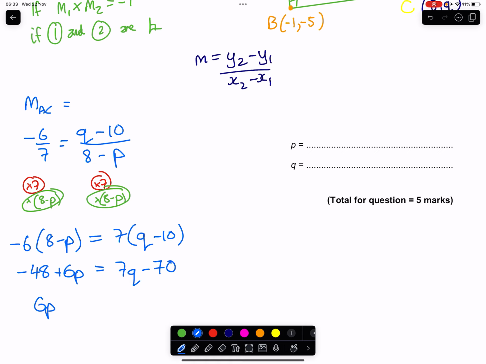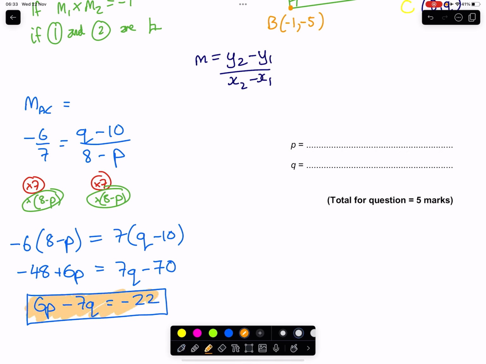And then I'm just going to rewrite this as 6P take away 7Q, so I want all the letters on the left-hand side. And then if I add 48 to both sides, that will give me minus 22 on the right. That there is the sort of dead end we're at right now. We don't know what P is, we don't know what Q is, we need to figure out both. And hopefully, with enough practice leading up to your exam, you'll realize that when you get an equation like this, with 2 letters in one, you're going to be doing simultaneous equations at some point, most likely, and this is an example of that. So our first equation we have done.